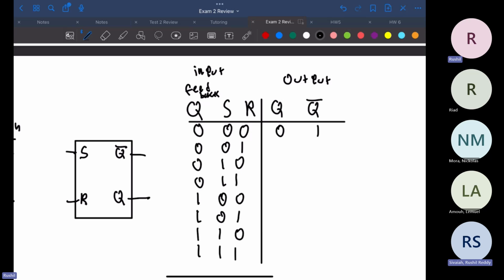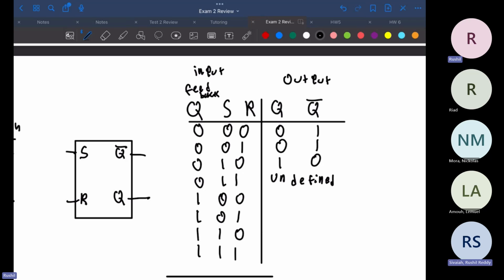And then if R is a 1 and Q is a 0 and S is a 0, if your reset's on, it's always going to be 0. So now you have 0 and 1, which means Q is going to be a 1. And then what about this one? It's not possible. So we're just going to write undefined. You don't want to do it, but yeah.